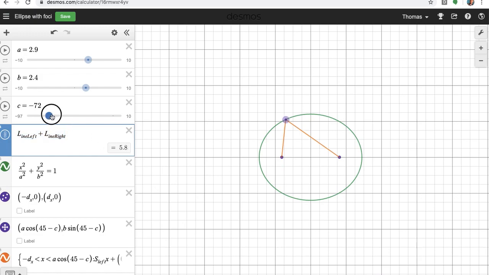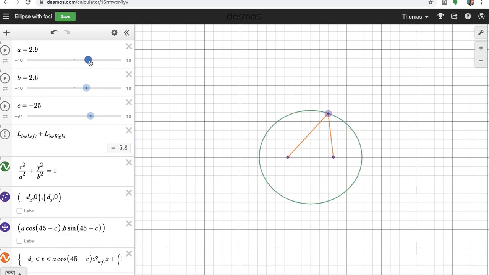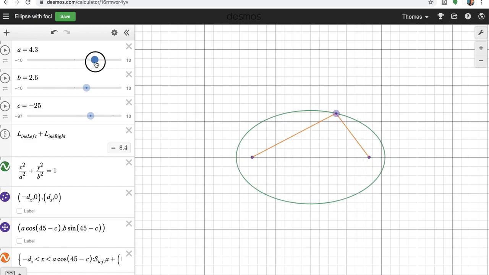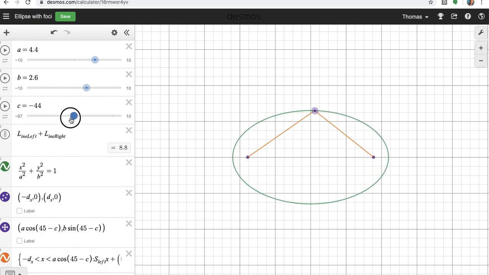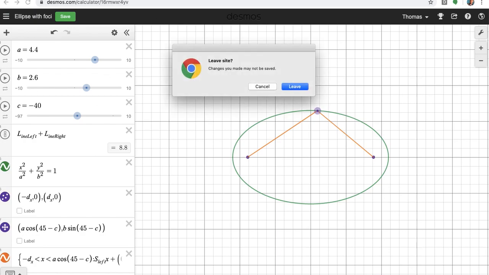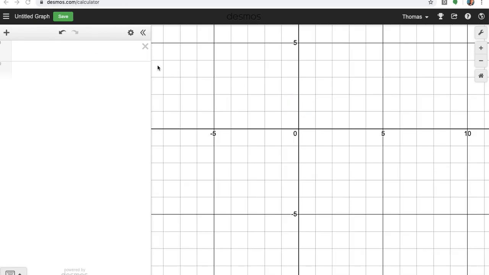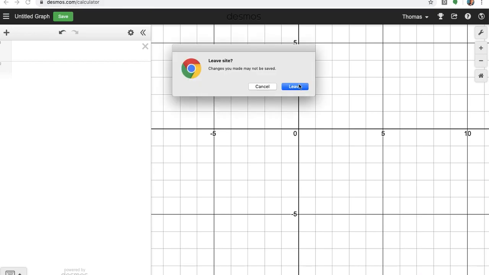In this case, based upon my A and B value, it stays 5.8. We change that based on the A and the B value, it switches around. But as we move our point somewhere around the ellipse, that sum is constant. That's what it means to be an ellipse.